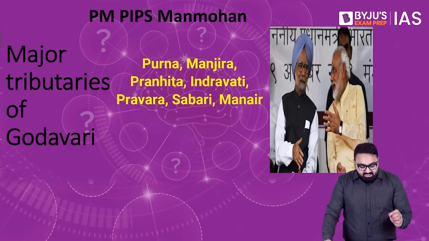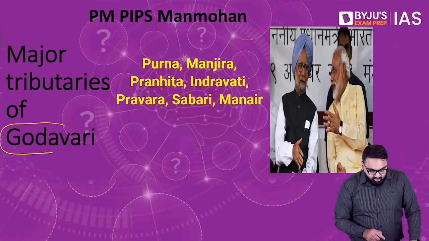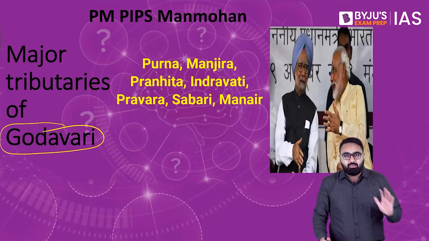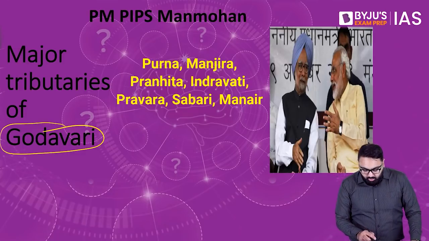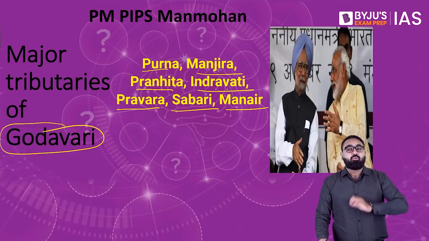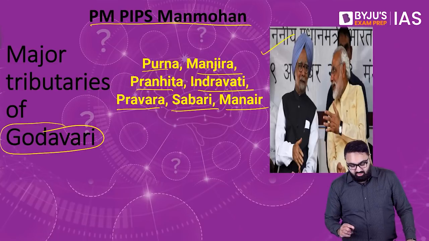The next river that we are taking up here is the important tributaries of the river Godavari. Now, the Godavari River does not have a lot of tributaries. The most significant ones include Purna, Manjira, Pranhita, Indravati, Pravara, Sabri, and Manair. Now, a good way to remember this can be with a photo and with this phrase: PM Pips Manmohan.